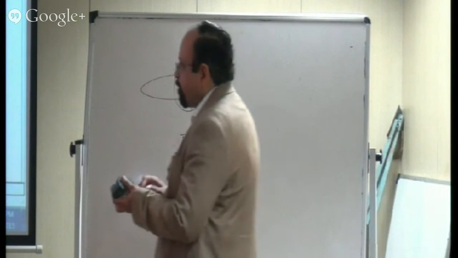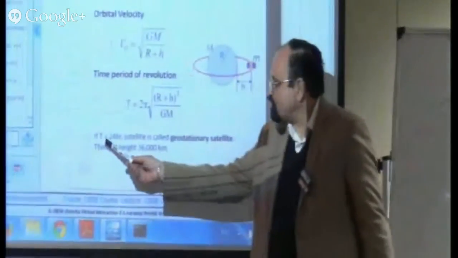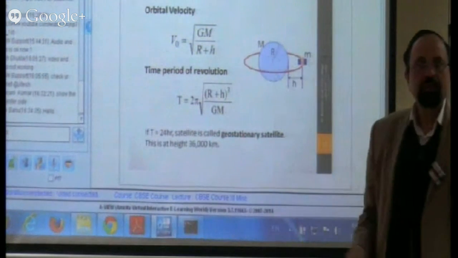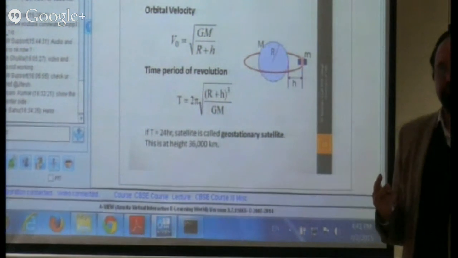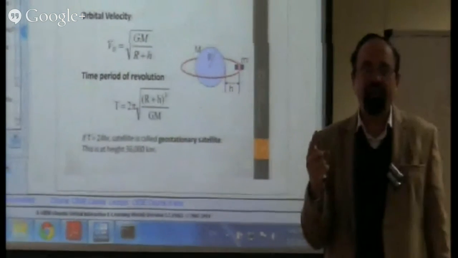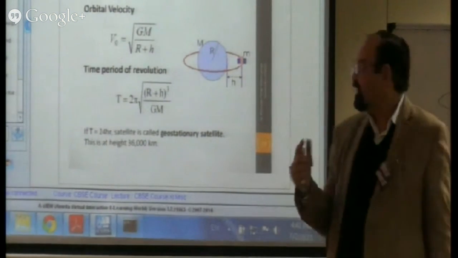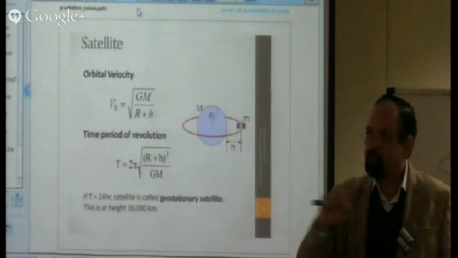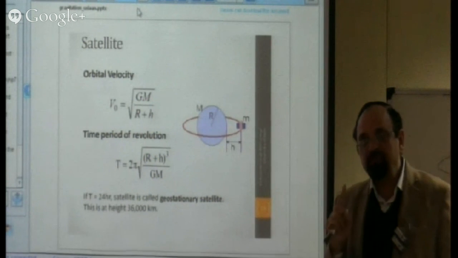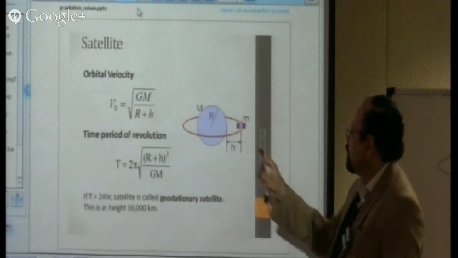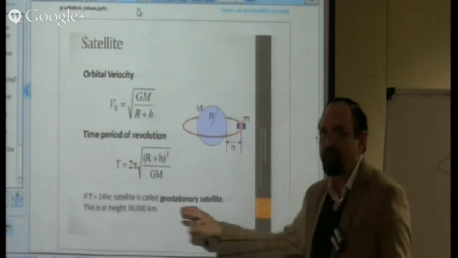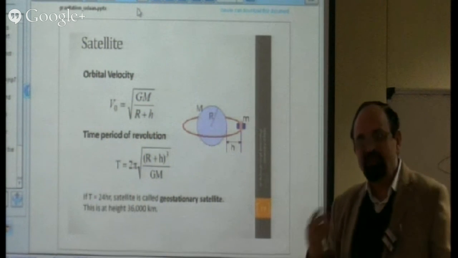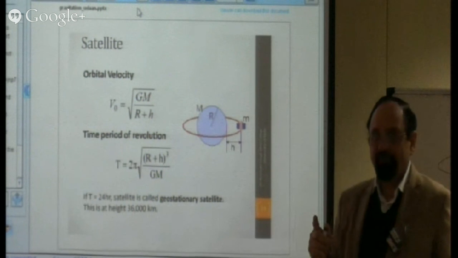This is a very interesting thing. What happens if T is 24 hours? If the satellite is revolving around Earth in 24 hours, Earth also revolves around its own axis in 24 hours. So what we'll notice, if somebody is there on the Earth, he'll find the satellite appears to be stationary. It is not stationary. It appears to be stationary. That's why we call such a satellite a geostationary. Geo actually is a word used for Earth. So from Earth, it appears to be stationary, though it is revolving around.